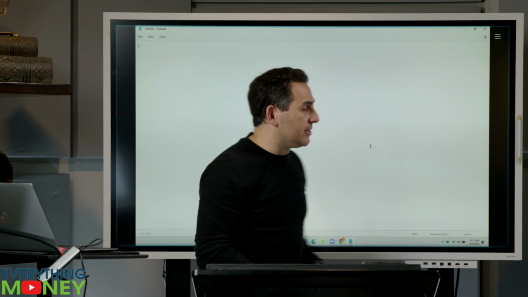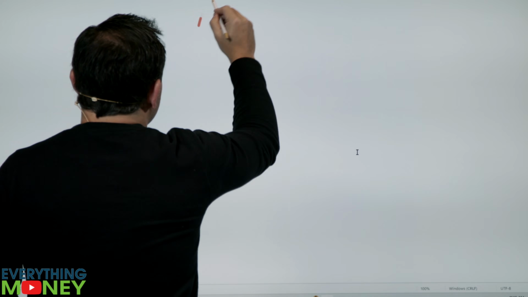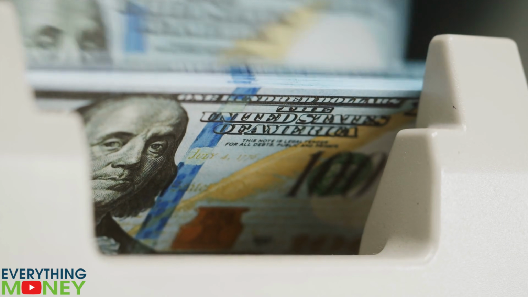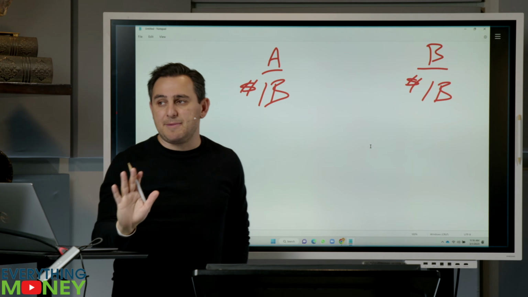Well, let me do a hypothetical here. Let's say you have 2 companies, Company A and Company B. They both generate $1 billion in cash flow every year. Let's say they're exactly the same company, exact same industry, et cetera.